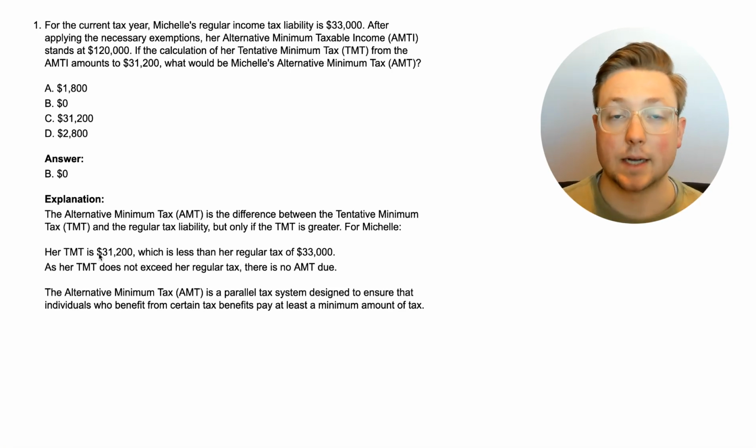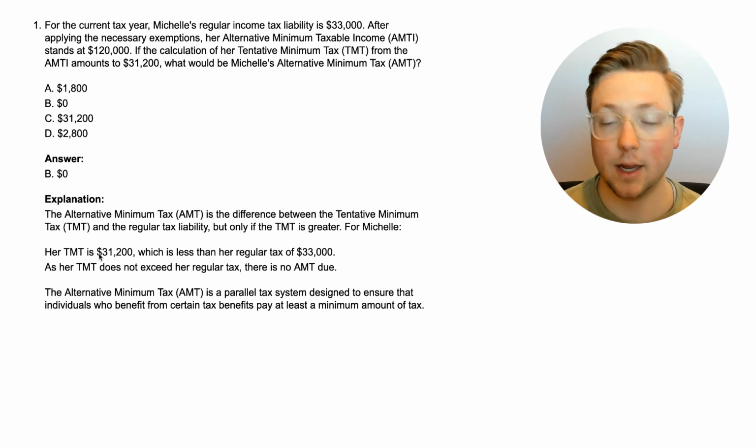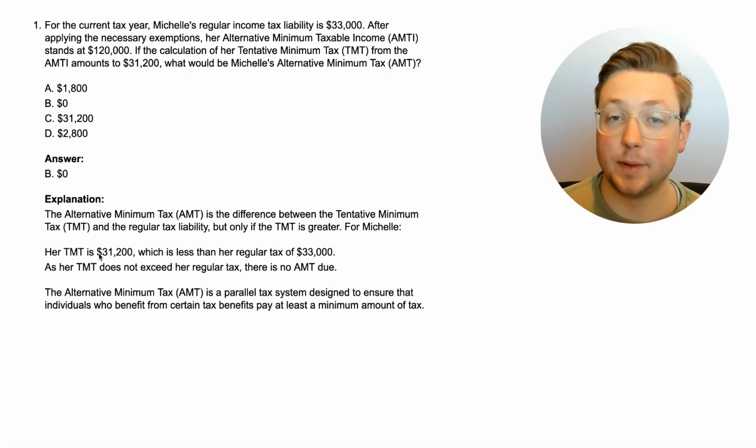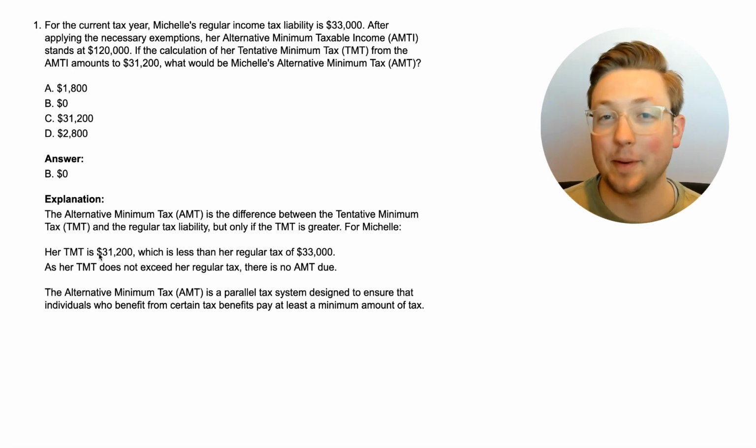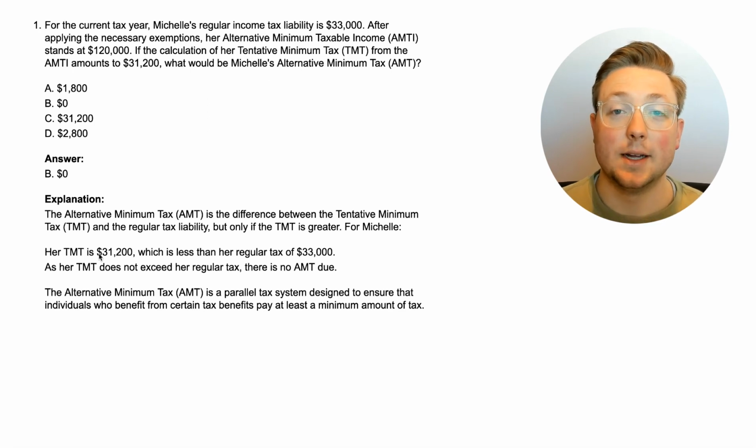The alternative minimum tax, by the way, is a parallel tax system designed to ensure that individuals who benefit from certain tax benefits pay at least a minimum amount of tax. Basically, it's for rich people or people kind of like that who have been able to take advantage of a lot of different tax benefits, and this basically requires that they pay a bit more tax. All right, so that's an intro to AMT. Let's go ahead and go to the next question.